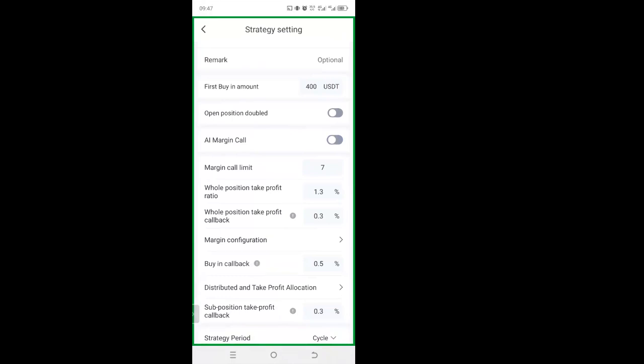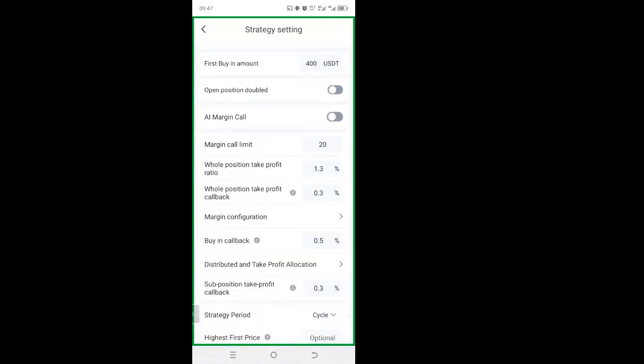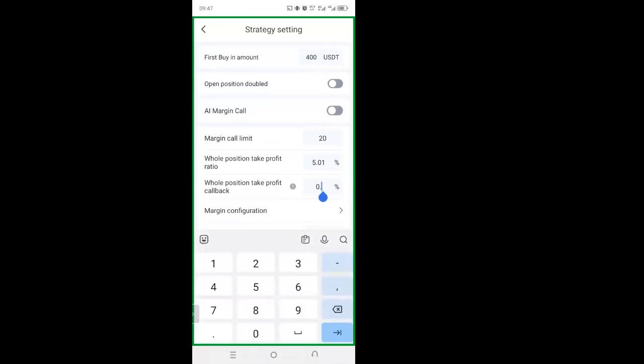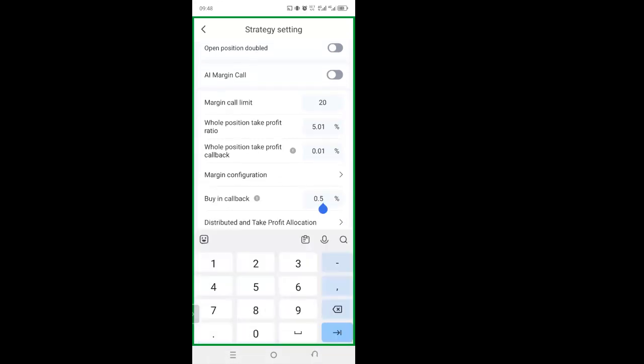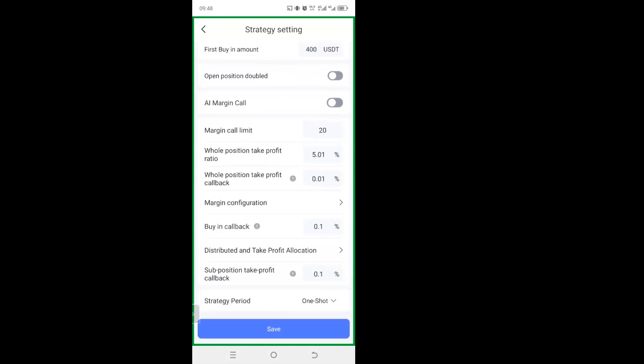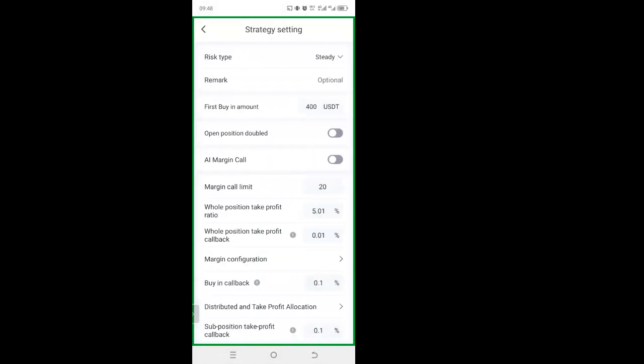You put off the AI. What is the number of margin call limits you want to use? I want to use maybe 20. You get that? So then here, you put your take profit, 5.01. Your callback, 0.01. Buy in callback, 0.1. Allocation, 0.1. You get that? Put your one shot here. First save this. You see this? Come back and edit.